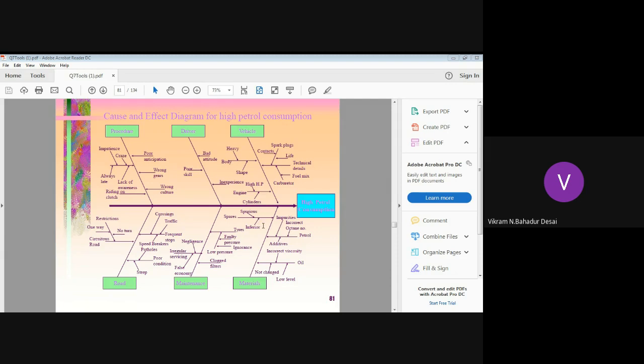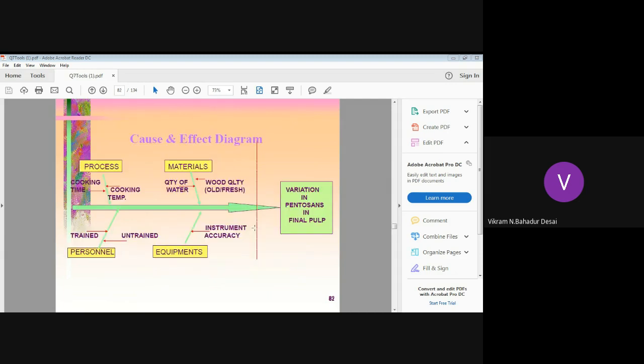This is what we call the cause and effect diagram. It is one of the quality improvement tools. It comes under the 7 quality tools, which are used in projects to identify the causes of the problem.